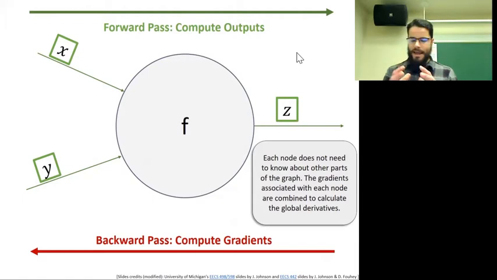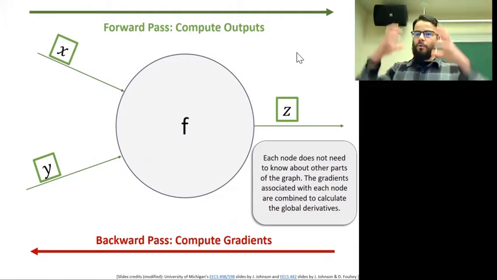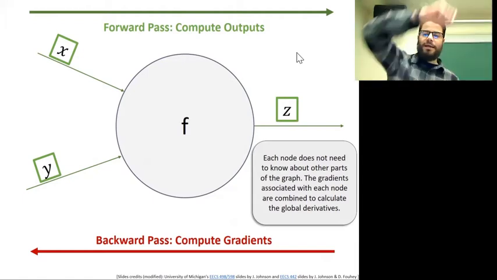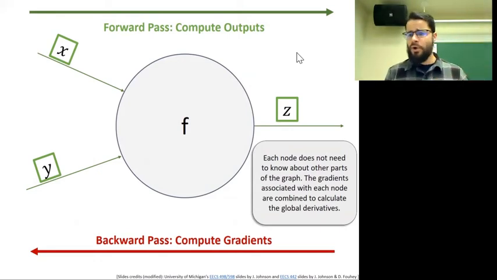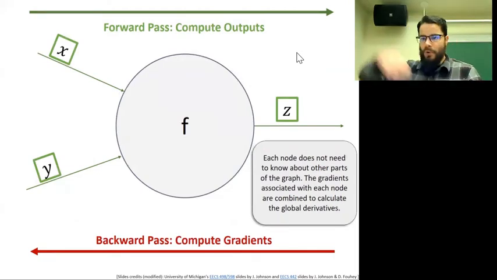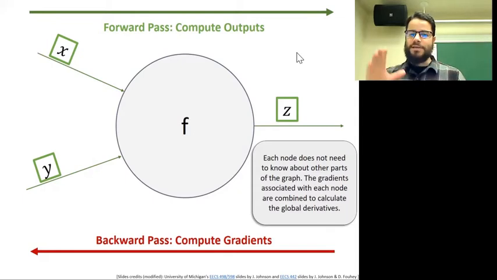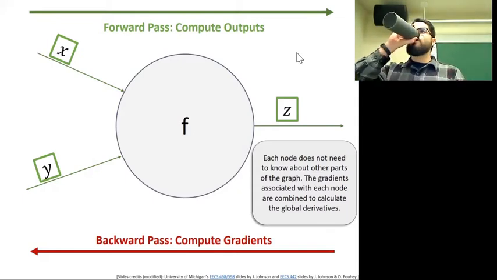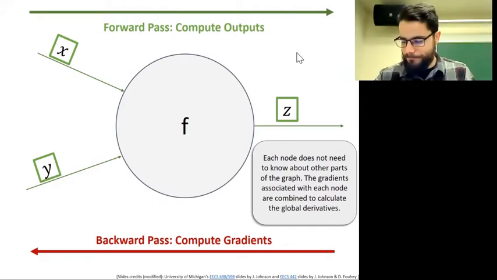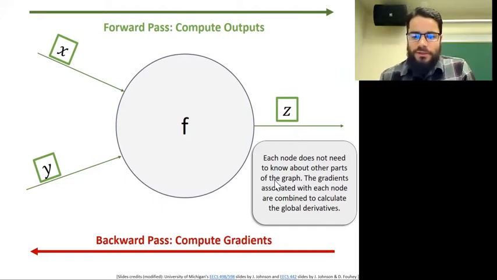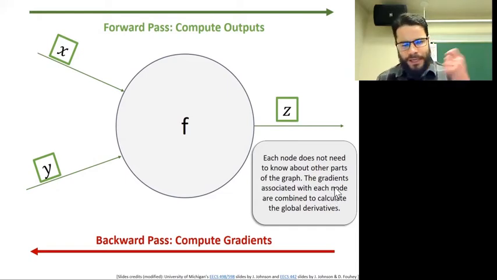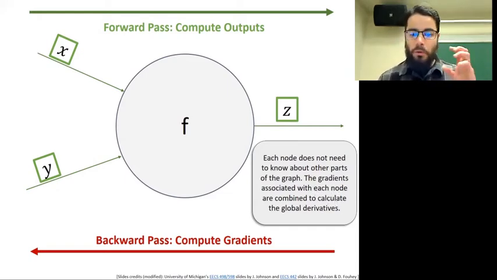Very good. So this idea that we have an upstream gradient coming down, we calculate local gradients, and then we propagate downstream gradients is going to be extremely important. As I said, it's going to be a recurrent theme. And the idea here is that it doesn't matter what is happening in the rest of the network. The only thing that matters is what is coming to your local node, okay? So each node does not need to know about the other parts of the graph. The gradients associated with each node are combined to calculate the global derivatives.